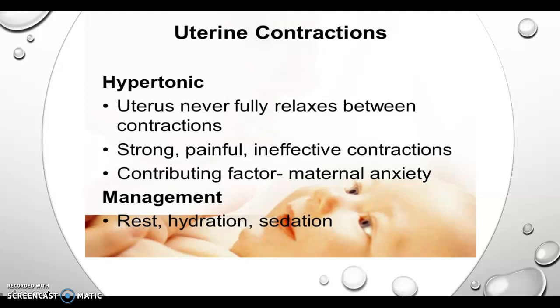And then there's certain contraction patterns that we don't like to see either. These are hypertonic. Hypertonic contractions are when there's not that good period of relaxation, so it never fully relaxes. They are strong, painful, yet ineffective, so they're not doing anything to dilate that cervix. And a big contributing factor to that is maternal anxiety. So we're going to do things to get that mom's anxiety down. So rest, hydrate her, remember, because that's going to decrease the maternal oxytocin. And then we're going to give her either pain meds or sedate her.